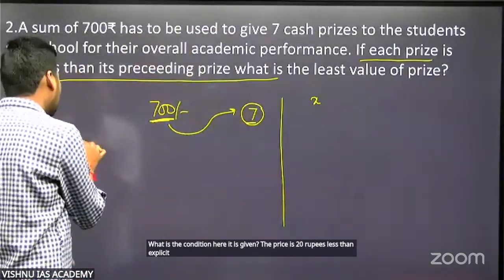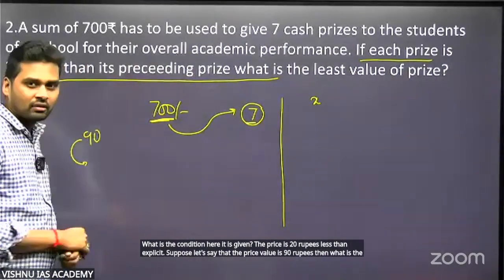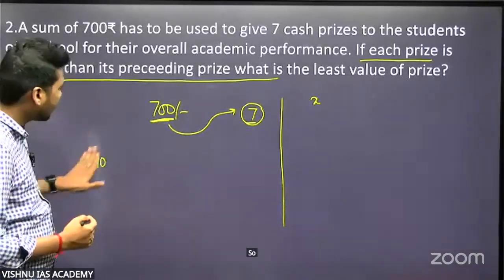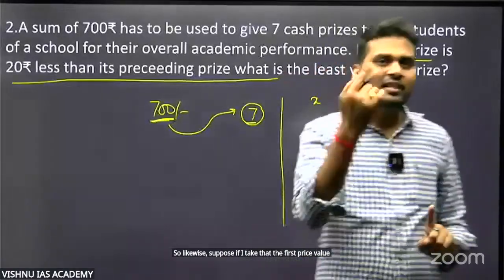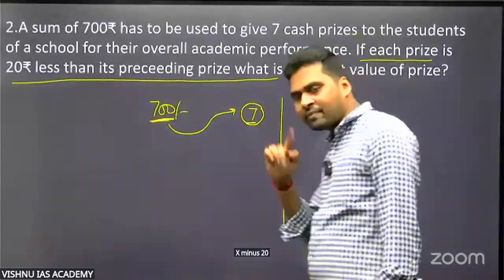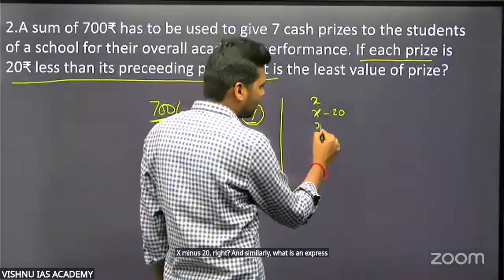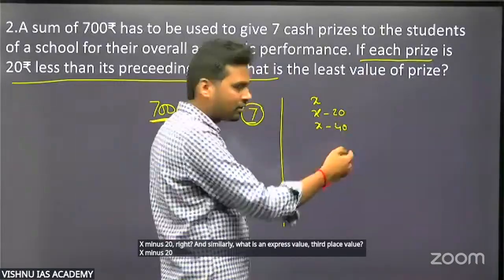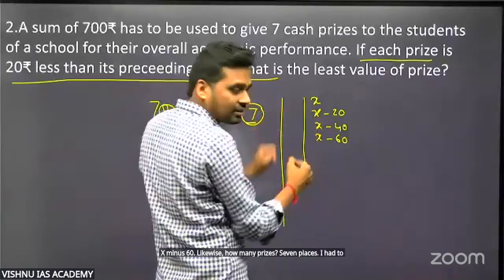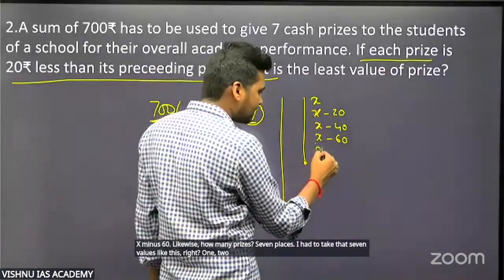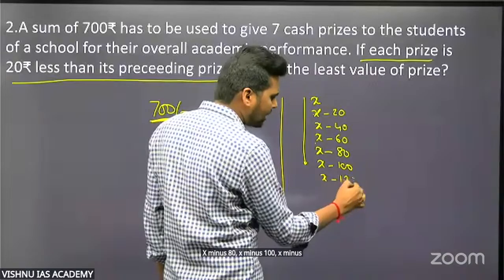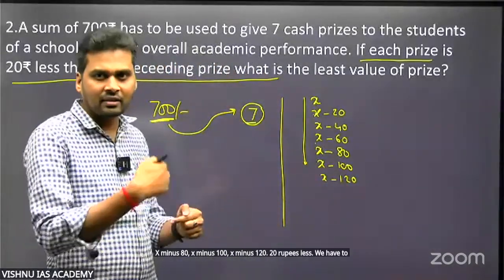Suppose the prize value is 90 rupees, then what is the next prize value? 20 rupees less kada, which means 70 rupees. You understand it, Amma? So likewise, if the first prize value is x rupees, what is the second prize value? x minus 20, right? And what is the third prize value? x minus 40. Likewise, how many prizes? 7 prizes: x minus 60, x minus 80, x minus 100, x minus 120. We have to make sure each is 20 rupees less than the preceding term.